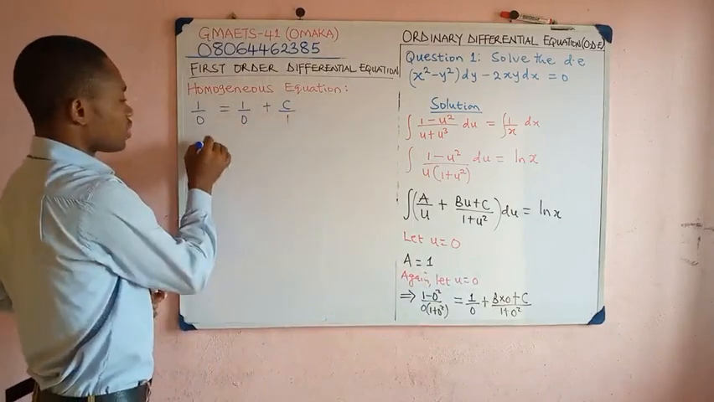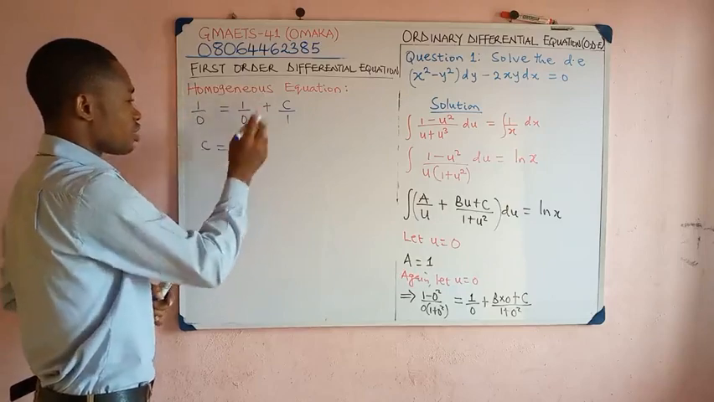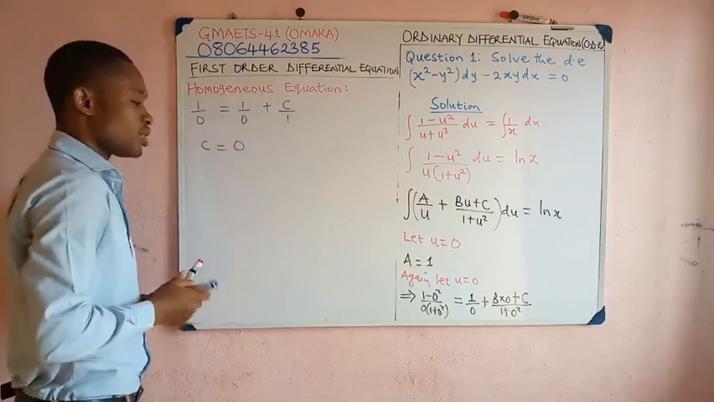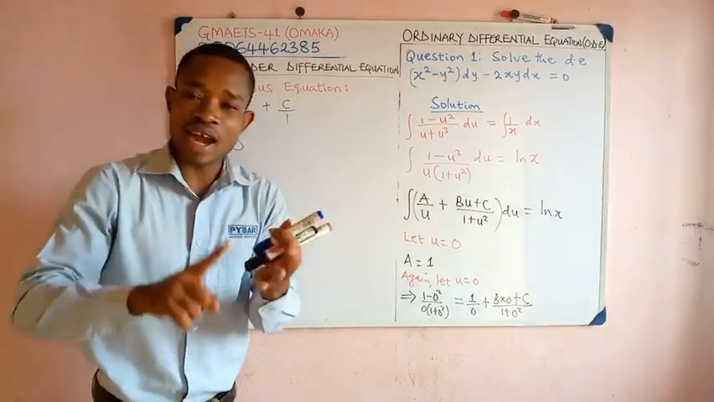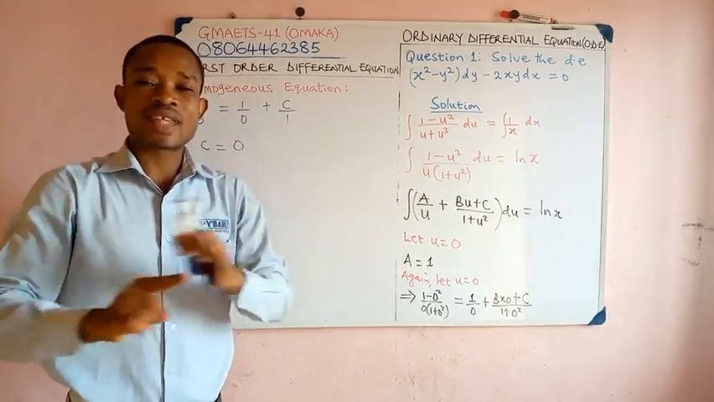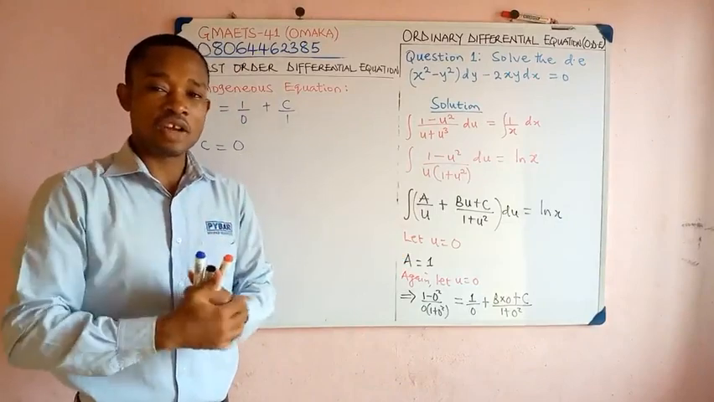Now, to make c subject of the formula, this will go over here. 1 over 0 minus 1 over 0 will give us 0. Then c is equal to what? 0. Now that we've obtained the value of a and c, at this point we can select any value in this world for u again and then get the value of what?